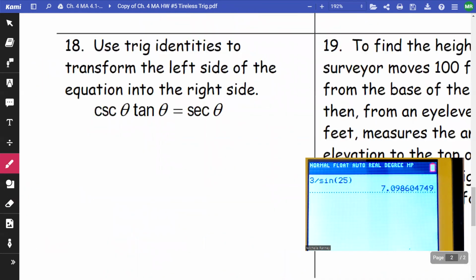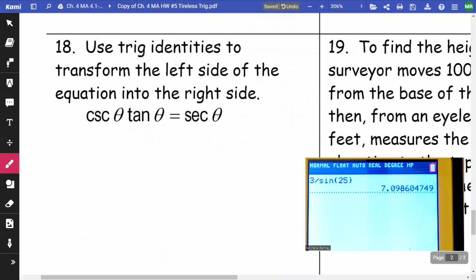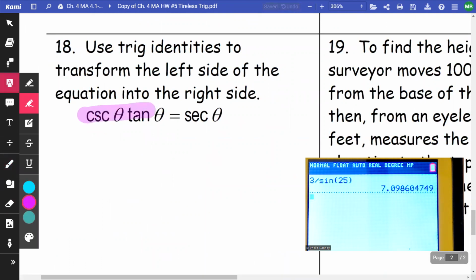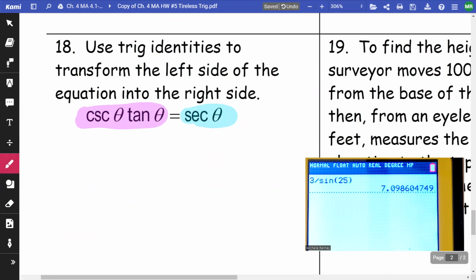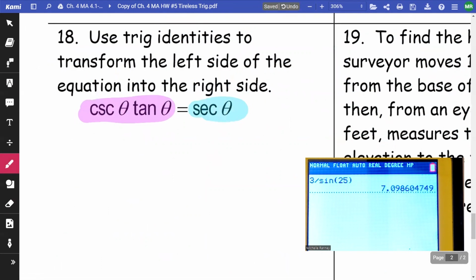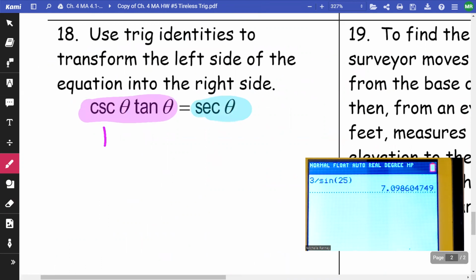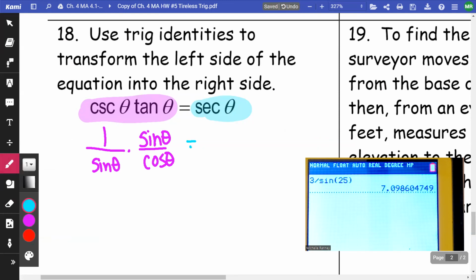On 18, okay, we want to use trig identities to get the left-hand side to be the same as the right-hand side. So for the left-hand side, I'm going to rewrite cosecant and tangent in terms of sines and cosines. So cosecant is 1 over sine of theta. That's going to multiply with my tangent, which is sine of theta over cosine theta. And we're trying to get this to equal a secant of theta. Okay, we're not doing anything to that side. We're trying to make the purple side look like the blue side.